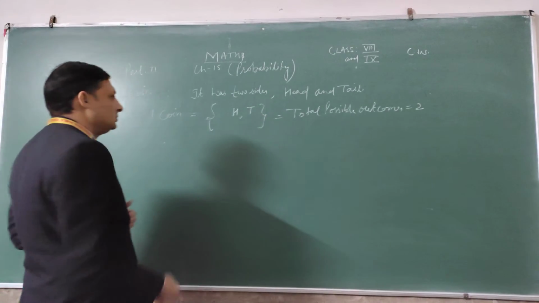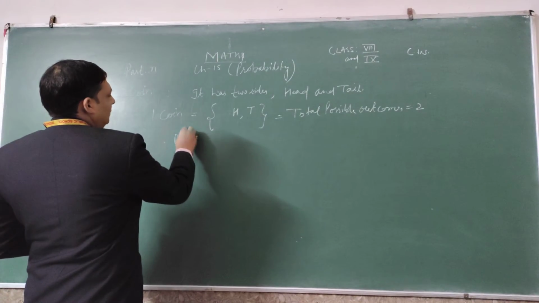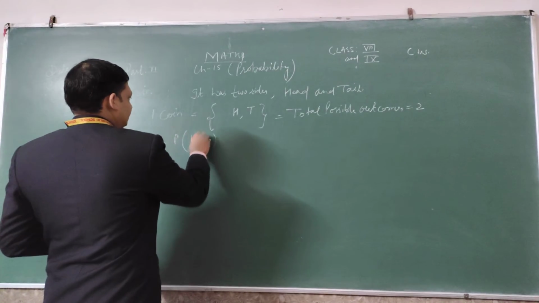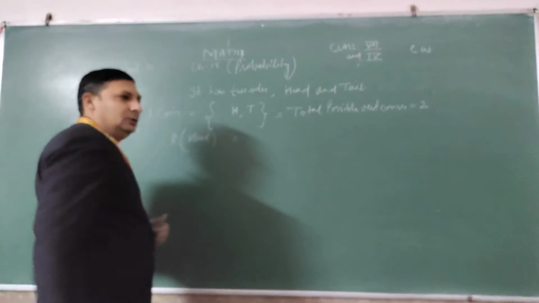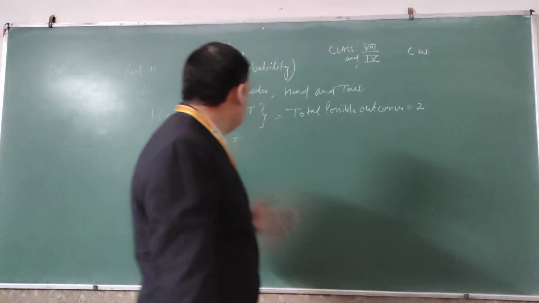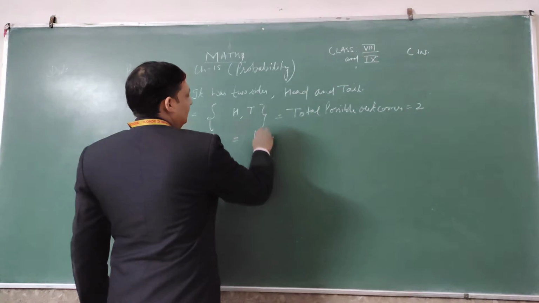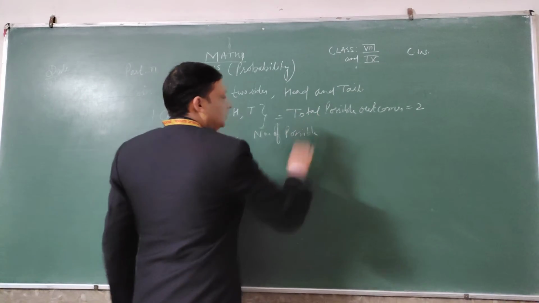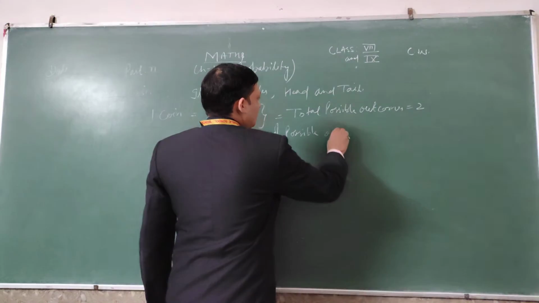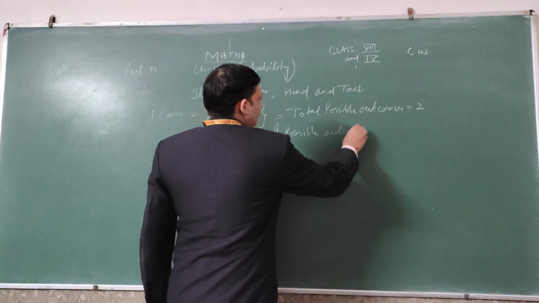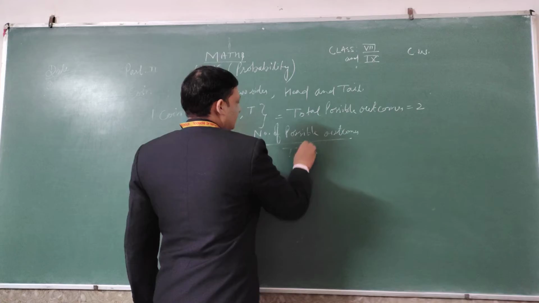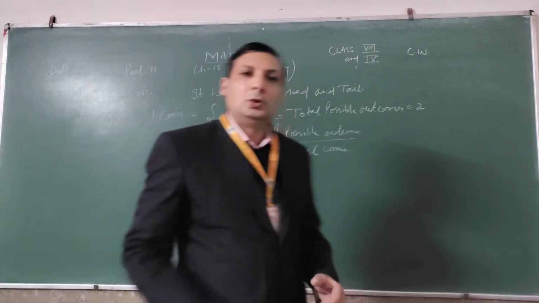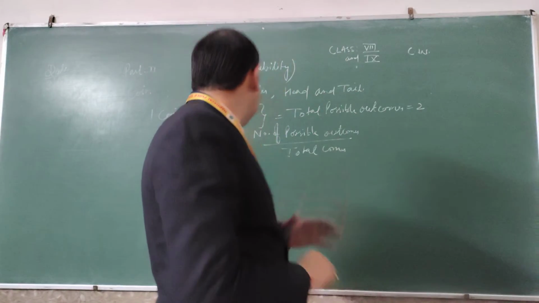Now we will make different questions. Now we have to find the probability of an event. The event I am taking is the probability of head. So what is the formula? As I have told in the previous class, probability is the number of possible outcomes upon total outcomes. Number of possible outcomes upon total outcomes.